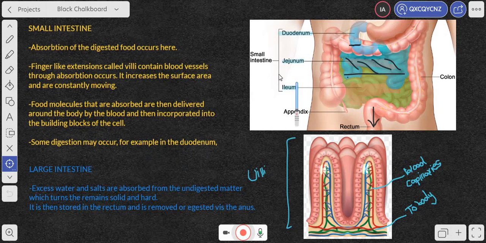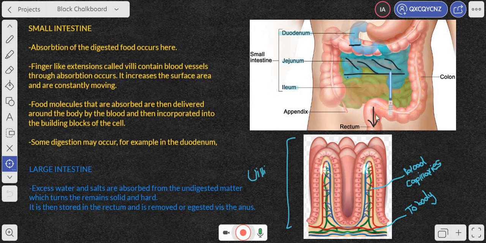So basically, the breakdown of food may still occur in the duodenum region, the jejunum region and the ileum region. Mostly absorption occurs here. Absorption does not occur in the first part of the small intestine. A little bit of digestion does occur here, for example, the breakdown of fats, right?